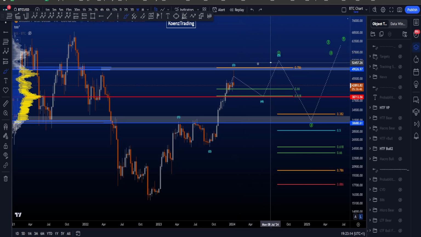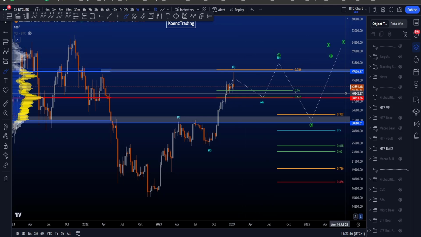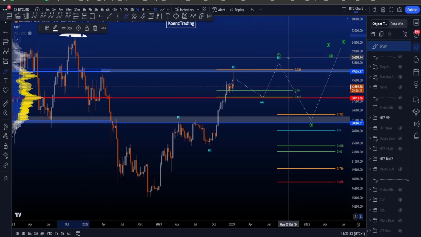This wave 5 then moves above 50k, which is very interesting from a psychology point of view, also with the ETF and news and greed, because people will be looking for the all-time high.